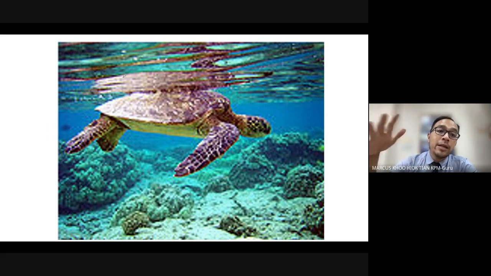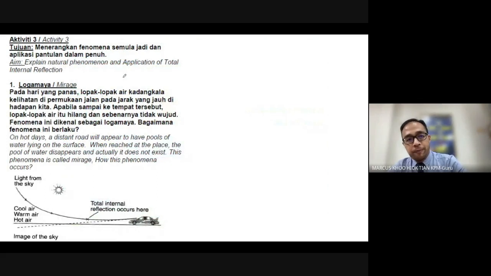And so we're coming now to the part of the application, and this is the part where there's going to be a lot of writing. The first part is understanding what is total internal reflection. The second part is the calculation, and now we come to the application. Number one application is this thing called mirage.